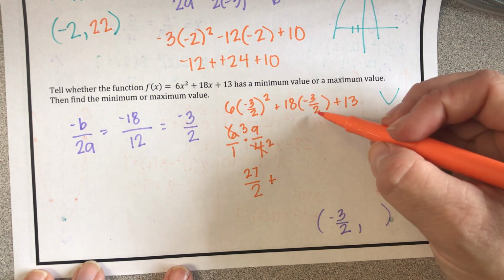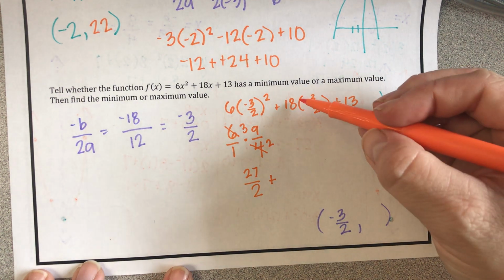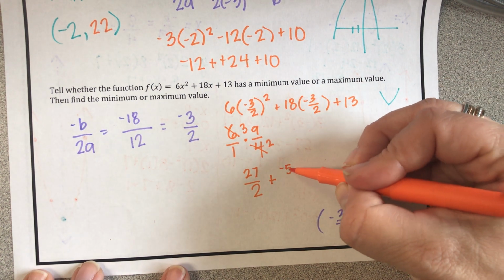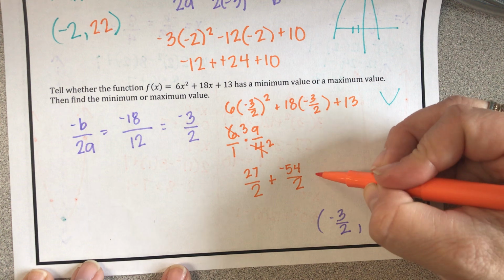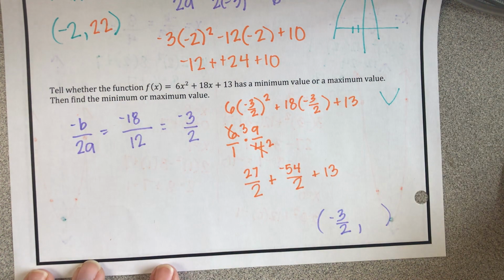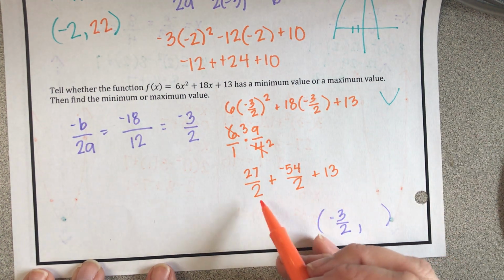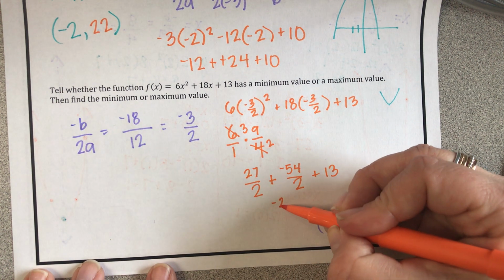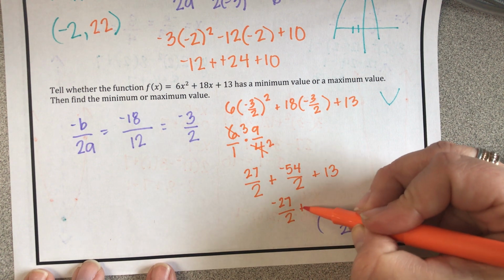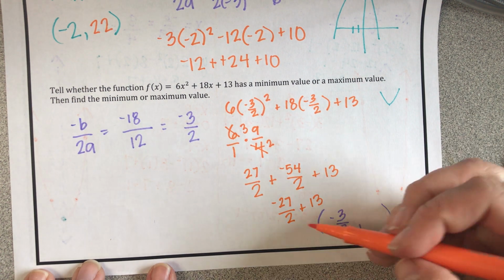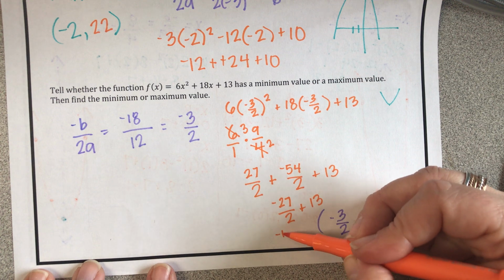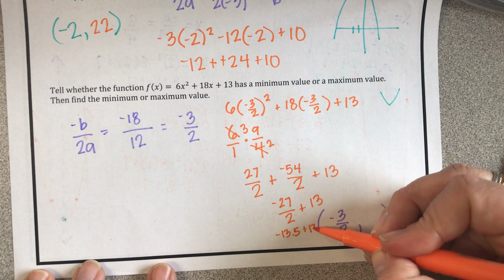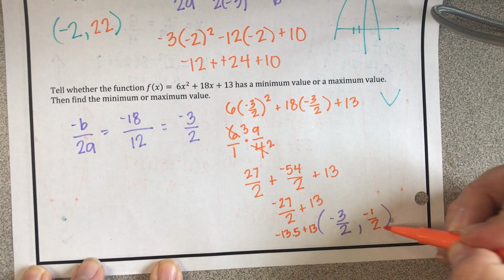18 times negative 3. I could simplify it, and I'll show you why I'm not in a second. 18 times 3 is 54 over 2, and then plus 13. Okay, the reason that I left it is because now they have a common denominator. 27 and negative 54 is negative 27 over 2 plus 13. How many times can 2 go into 27? It goes in 13 and a half times plus 13. That's negative a half.